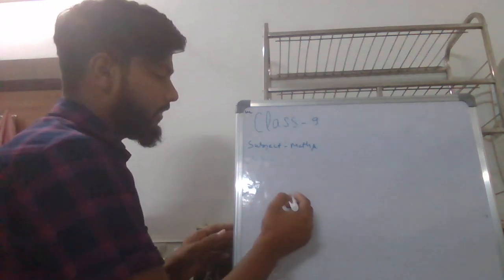Now, if I have one circle with center O, I will ask you about arc and chord. You have to tell me. I have a circle with center O, and you have to tell me about arc and chord.